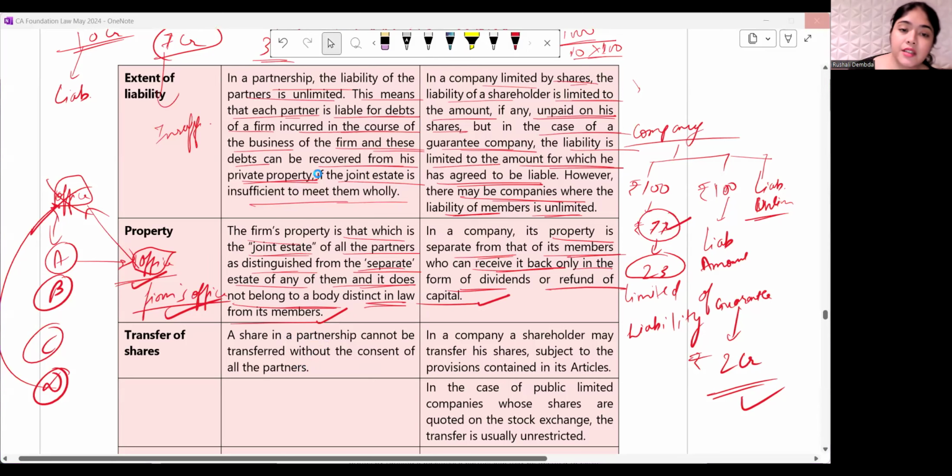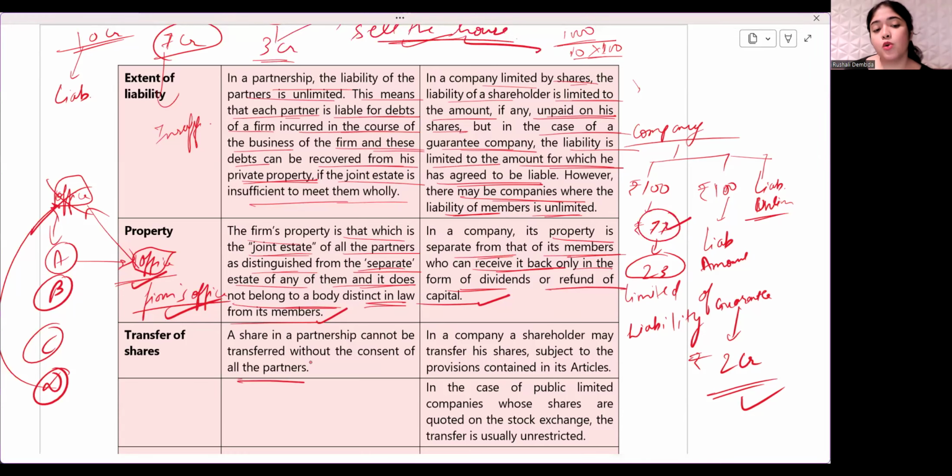Transfer of shares. A share in a partnership cannot be transferred without the consent of all the partners. You have to take approval of all the partners to transfer your share. But in case of a company, a shareholder may transfer his shares subject to provisions contained in the articles.